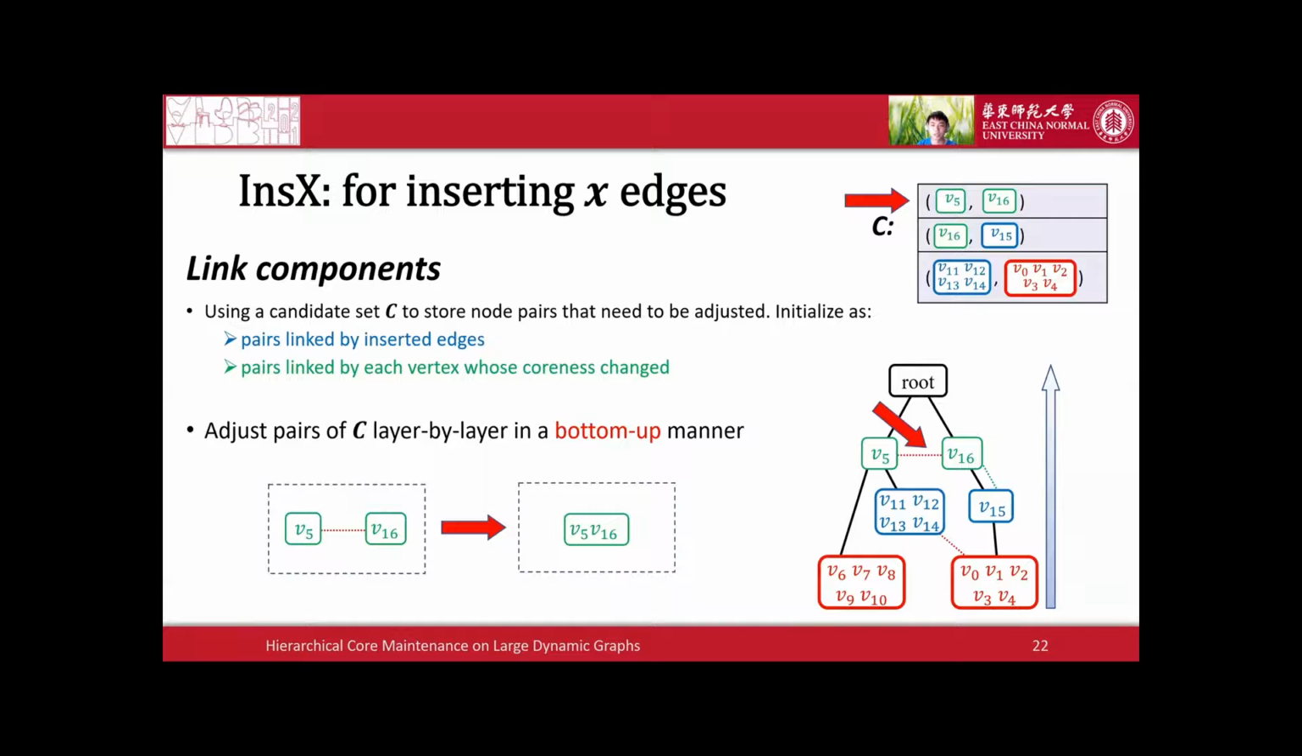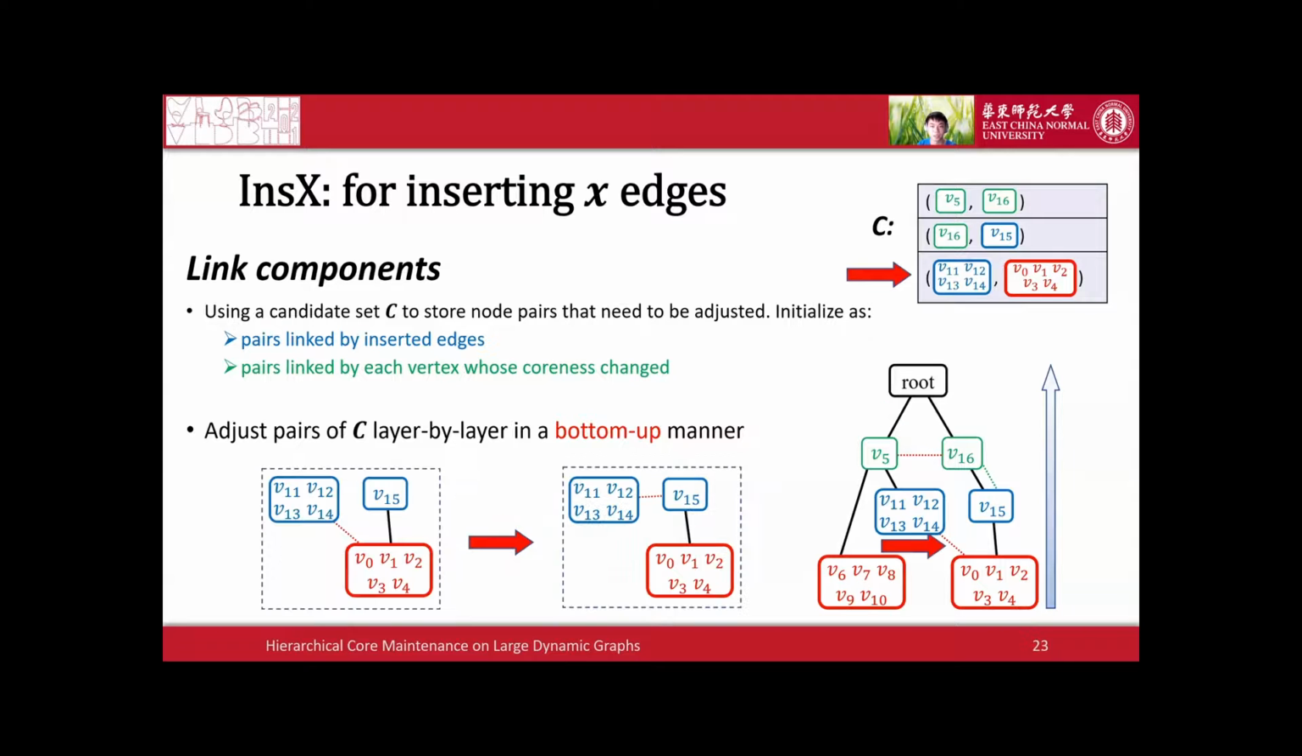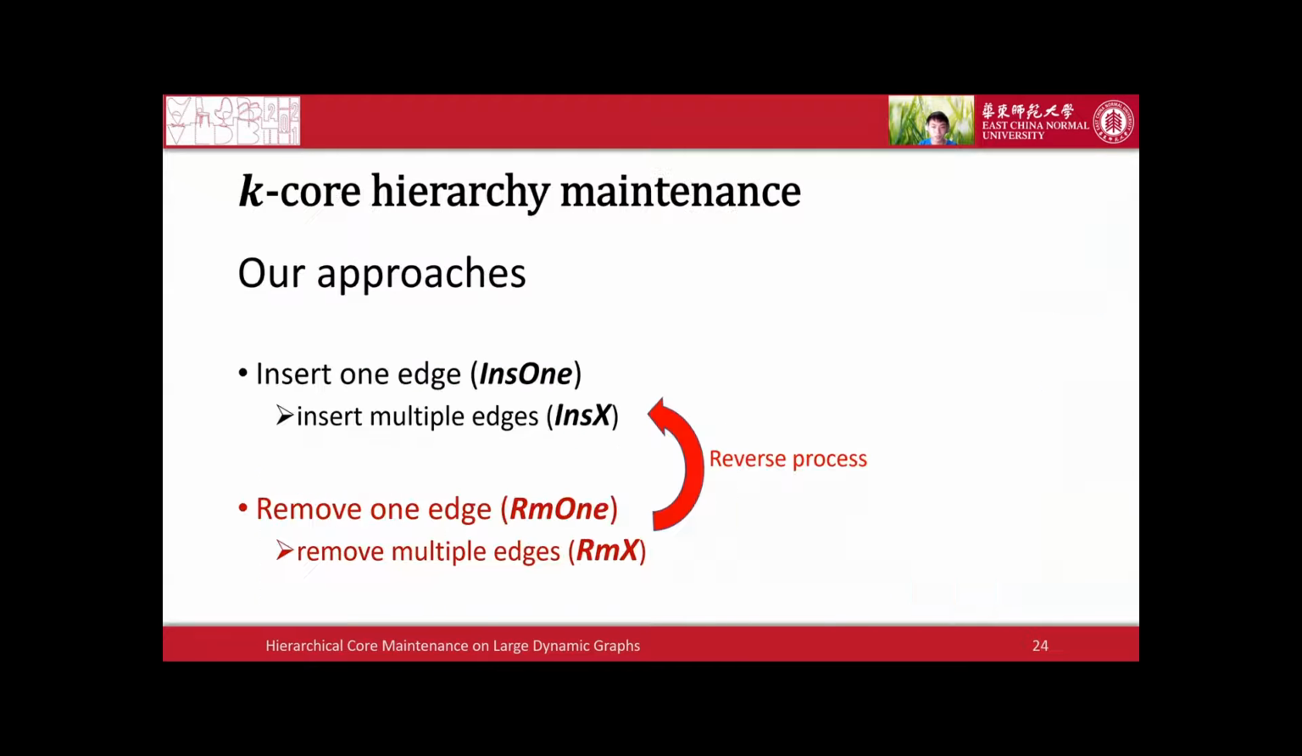When we deal with a node pair at the same layer, for example, the pair marked by a red arrow, the two nodes should merge as they will be in the same K-core. And for a node pair at different layers, the vertices in the two blue nodes are connected through these red vertices. We should merge them, so we create a new pair of them and put the pair into the candidate set C. And they will be merged when we adjust the node pair with smaller coreness.